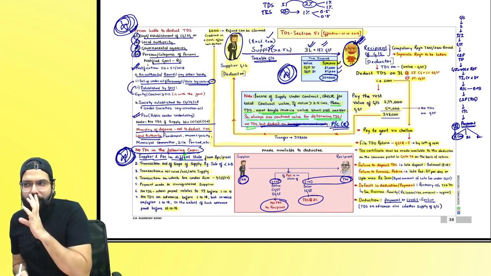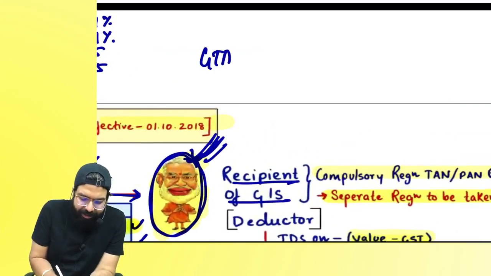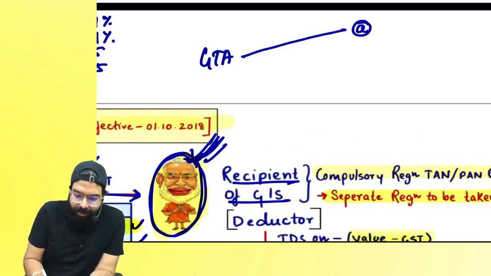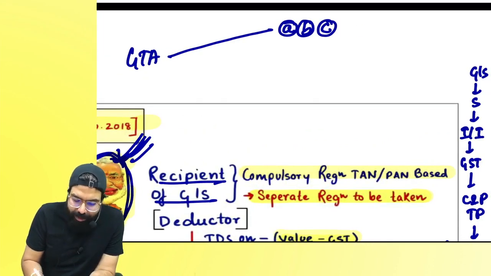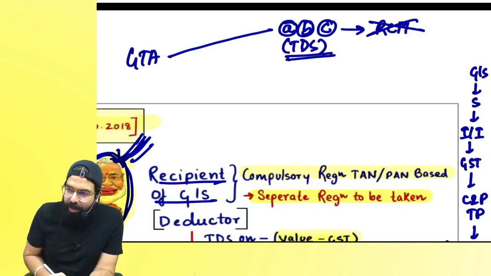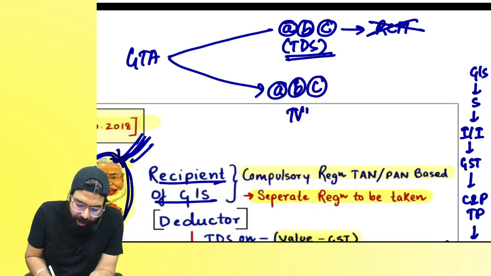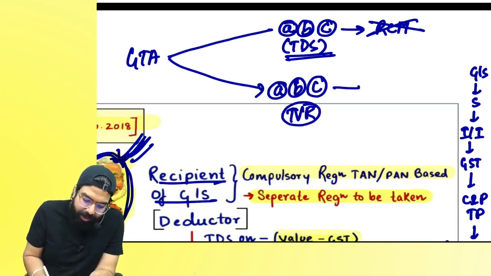One thing I want to tell you, always remember. If a GTA, Goods Transport Agency, is giving services to a TDS deductor, which is a Department of Central Government, State Government, or Local Authority, in that scenario RCM is not applicable because they are registered as TDS deductor. But if GTA is giving services to such a department and they are registered under normal registration, not as TDS deductor, in that scenario RCM is there. You just have to remember this point.